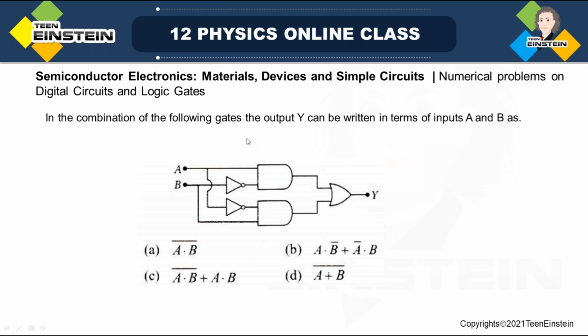So see this question, the first question. In the combination of the following gates, the output Y can be written in terms of A and B as? That means you have to find the correct answer in terms of A dot B whole bar and all those things, as you see here. These are the options. So look, before you solve, I'll tell you a few tricks.